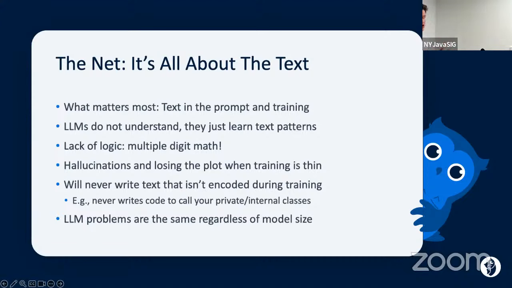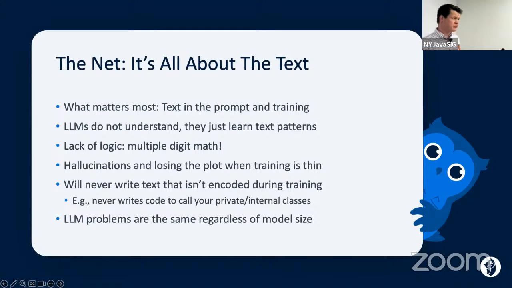We can see the lack of logic as well by asking an LLM to do multiple digit math, something that we would say a small child should be able to do quite easily, but an LLM we then assume should also be able to do it. But it struggles because it's looking at the language, it's looking at the words, it has no concept of the world of maths at all. And it starts to lose the plot when the training is thin.